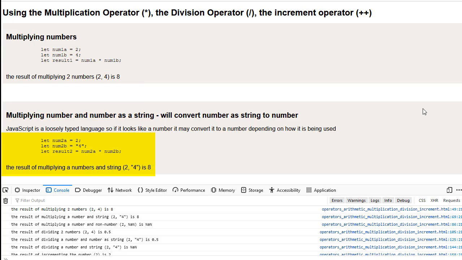In my second example, our number 4 has double quotes around it, so technically it is a string. However, when JavaScript multiplies them, it is going to give us the value of 8. So again, JavaScript is a loosely typed language, so it determines the data type based on how it is being used. And since there's nothing else it can do with multiplying these two numbers, it assumes that that 4 is a number.